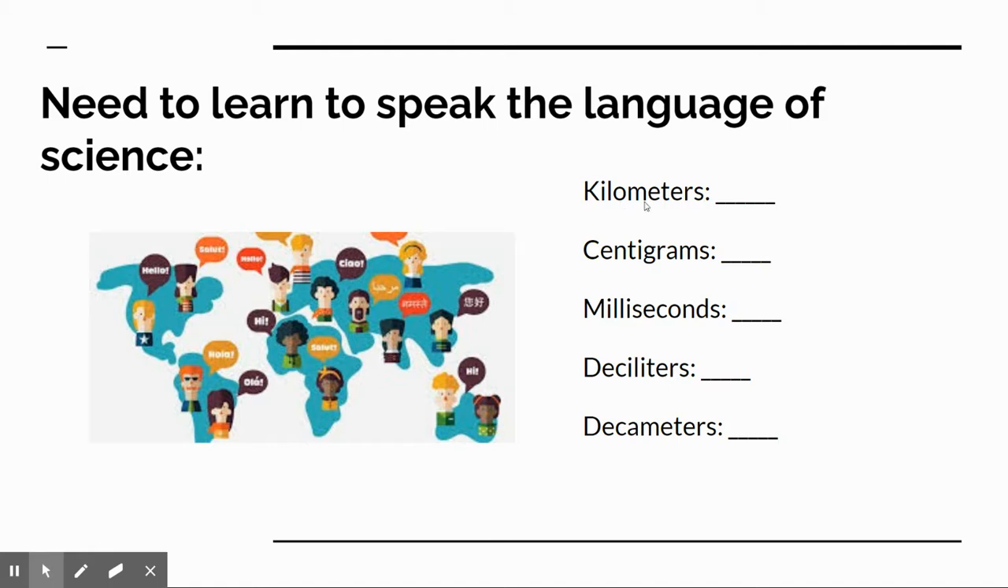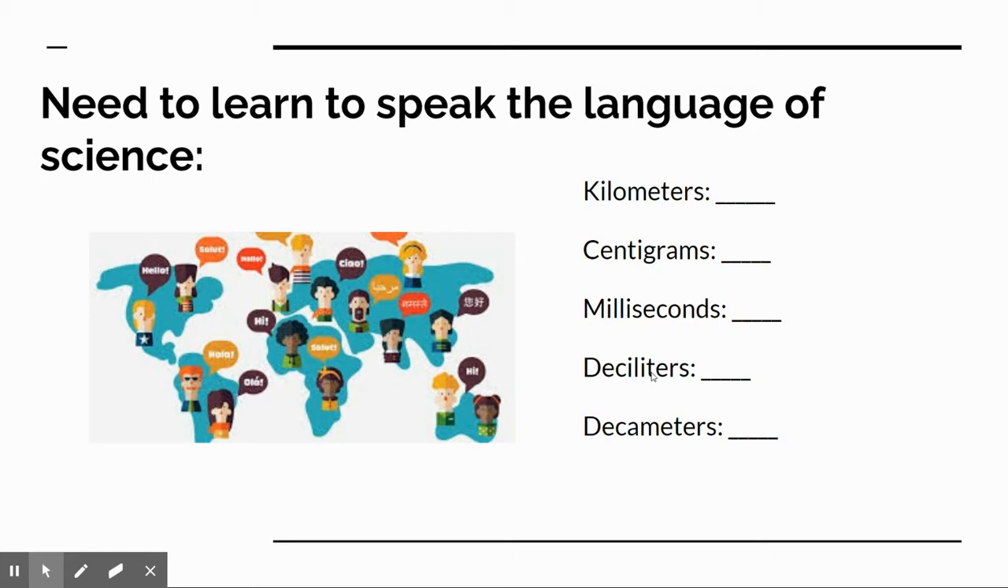Kilometers is going to be written as km. Centigrams is going to be written as cg. Milliseconds is going to be written as ms. Deciliters is D, capital L.